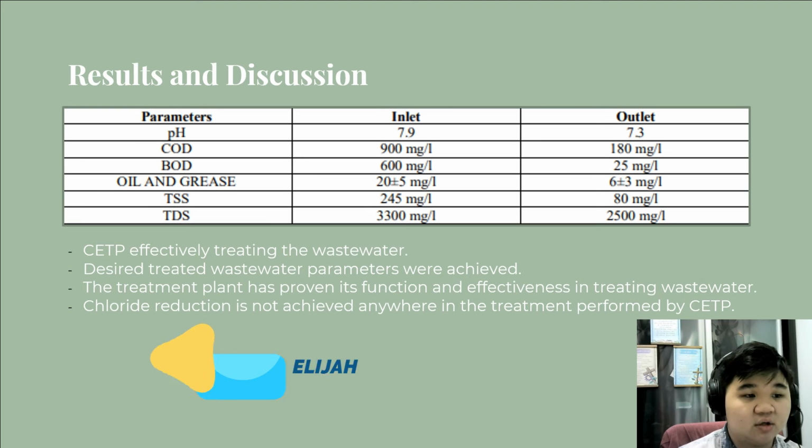About the results and discussion of this case study. First of all, as you can see in the table, it shows the comparison of parameters between the inlet and outlet of the wastewater. As you can see, the CETP is effectively treating the wastewater, as the desired treated wastewater parameters were achieved. The pH level has decreased, and the chemical oxygen demand and biochemical oxygen demand have decreased as well. Other than that, oil and grease, total suspended solids, and total dissolved solids are also being removed from the wastewater. Therefore, it shows that the treatment plant has proven its functionality and effectiveness in treating wastewater. However, chloride reduction is not achieved anywhere in this treatment performed by CETP.